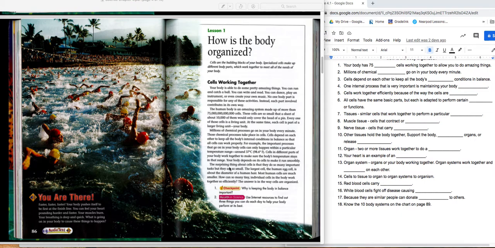Last paragraph. The surprising thing about cells is that they do so many important tasks, but that they're so small. The largest cell, the human egg cell in a female, is about the diameter of a human hair. Most human cells are much smaller. How can so many tiny individual cells in the body work together so efficiently? The answer is the way that they are organized.